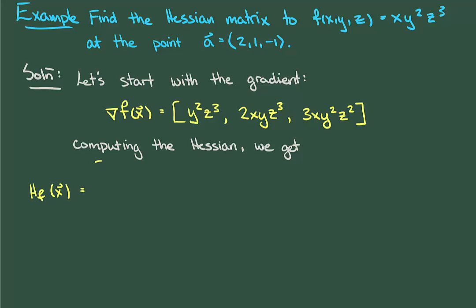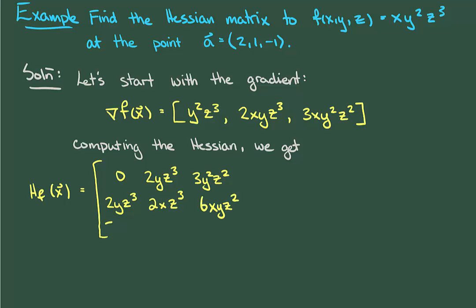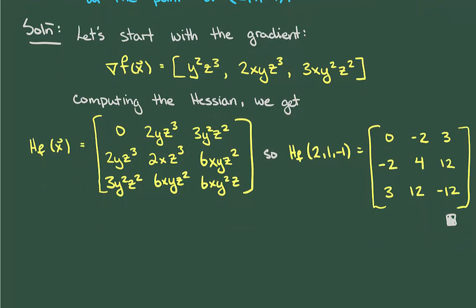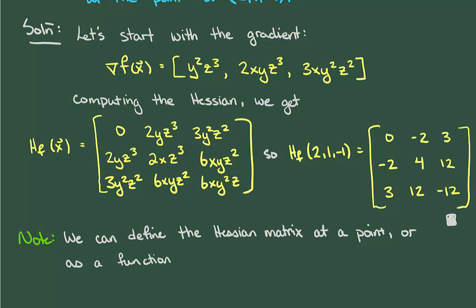The first row consists of the x derivatives of the gradient in the same order they appear above. The second row are the y derivatives. And the third row, the z derivatives. Plugging in x equals 2, y equals 1, and z equals negative 1 gives us the following matrix. As written above, and as common with our derivative computations, we can talk about both the Hessian matrix at a point or in general as a function.